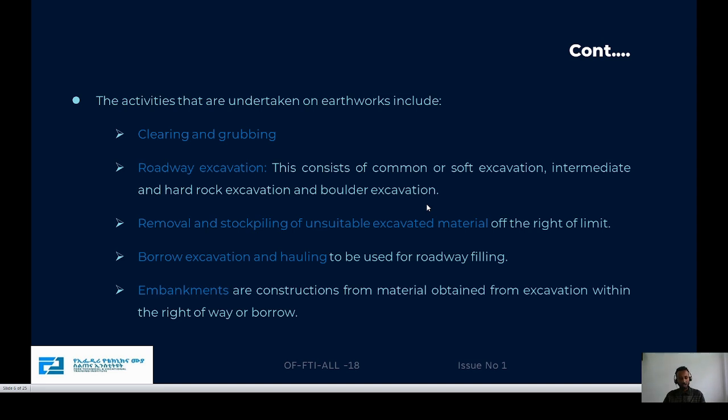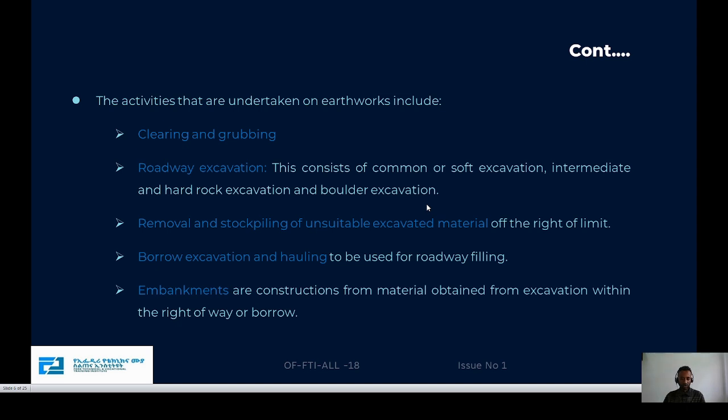The activities undertaken in earthworks run from clearance up to the finishing work. The first is clearing and grubbing. The first step in constructing roads is clearing the top surface of unwanted and organic material, cutting off trees and other unwanted material. Next are cutting sections. Most cutting sections are paid per square meter as area.